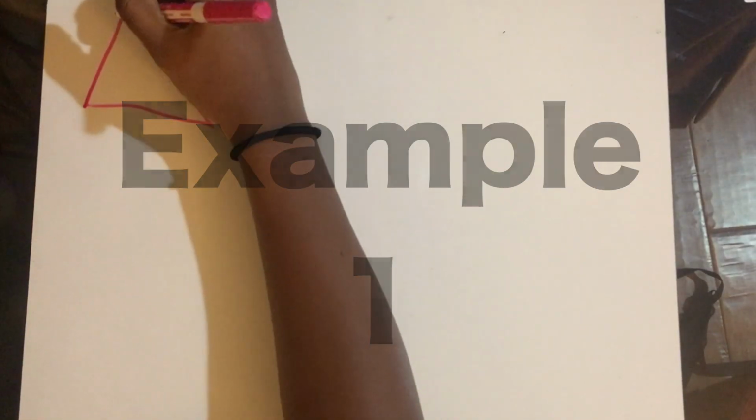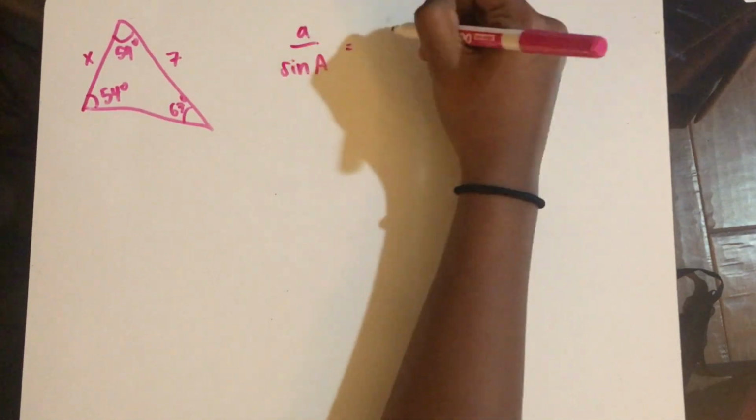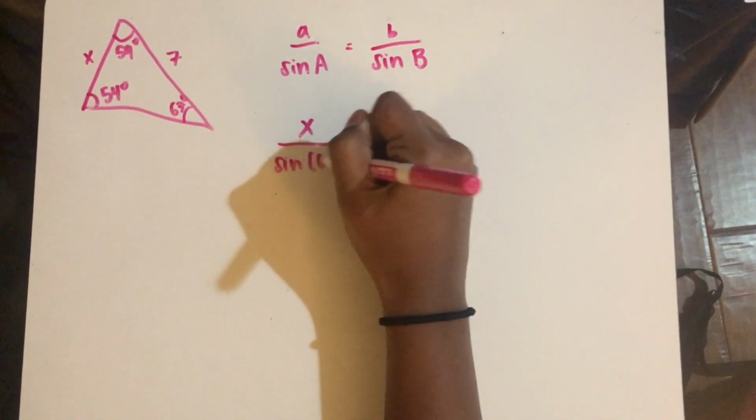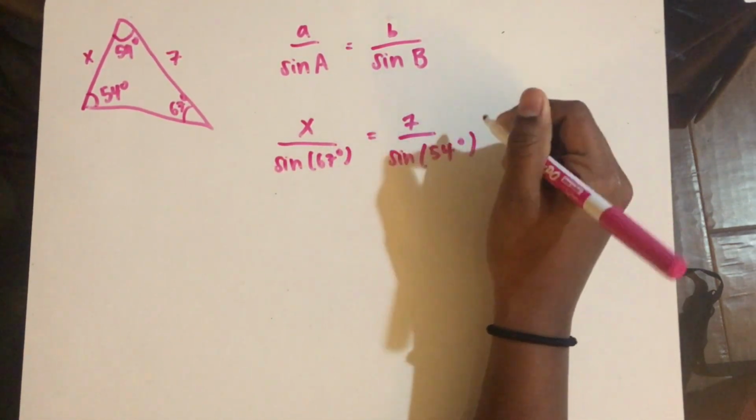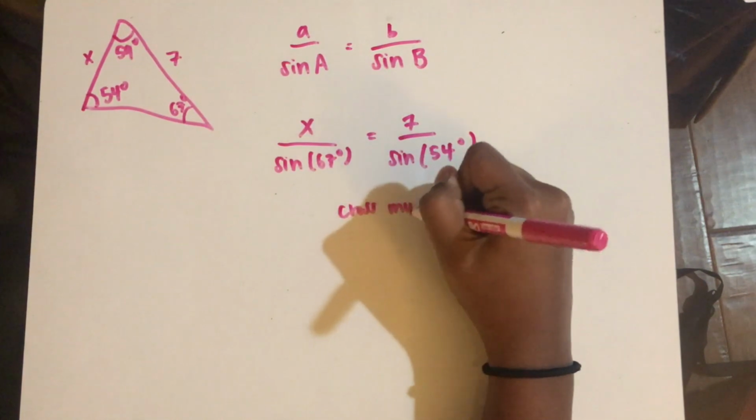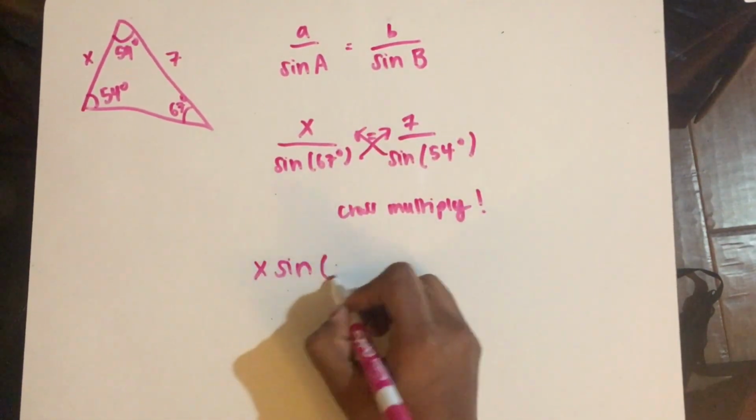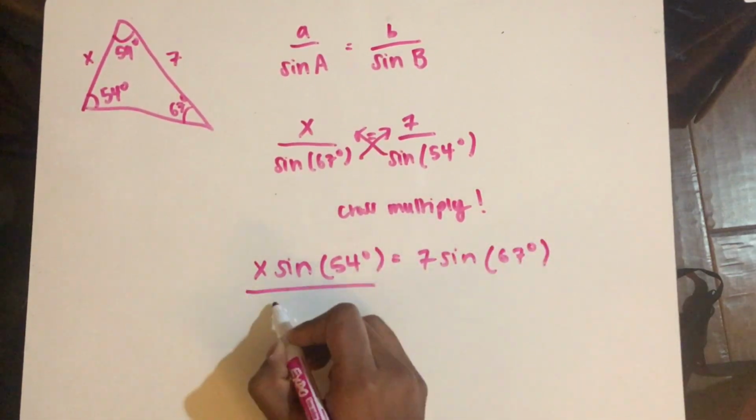For our first example, we're going to be using the law of sines to solve for a side length, in this case x. When we plug in the respective values into the formula A over sine A equals B over sine B, we will get x divided by the sine of 67 degrees is equal to 7 divided by the sine of 54 degrees. By cross-multiplying, we will get x times the sine of 54 degrees equals 7 times the sine of 67 degrees.